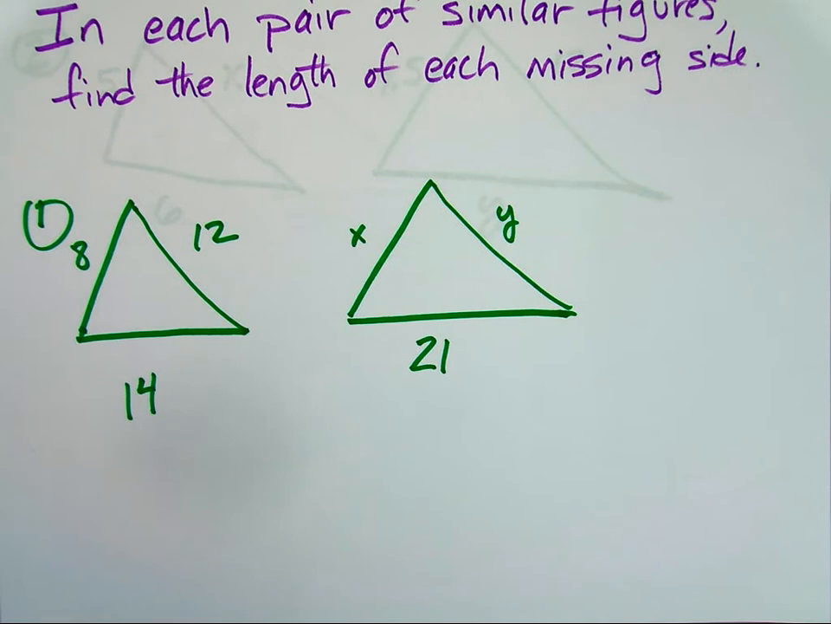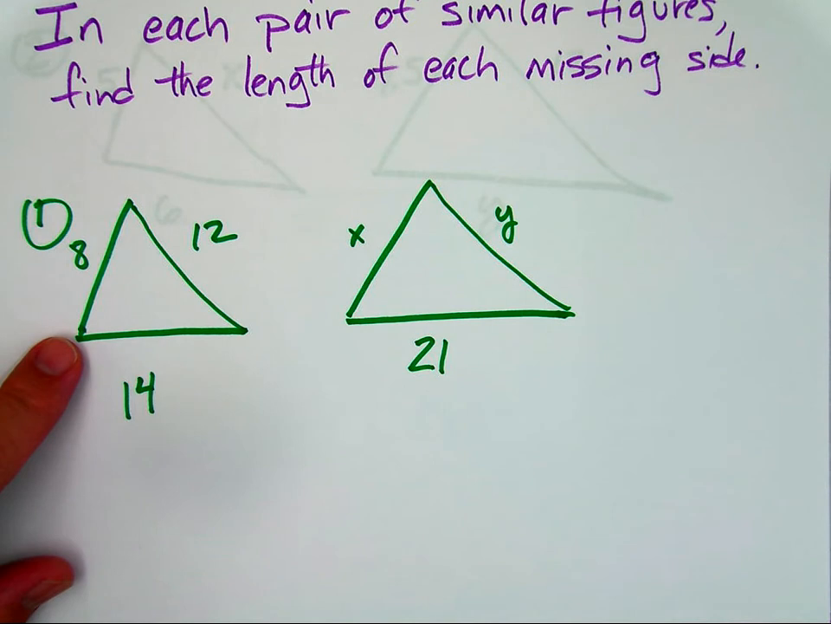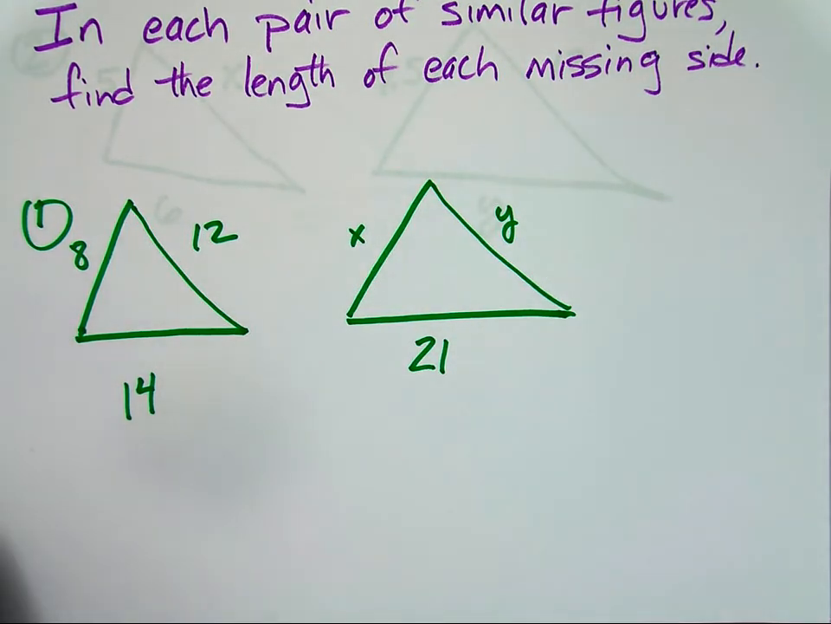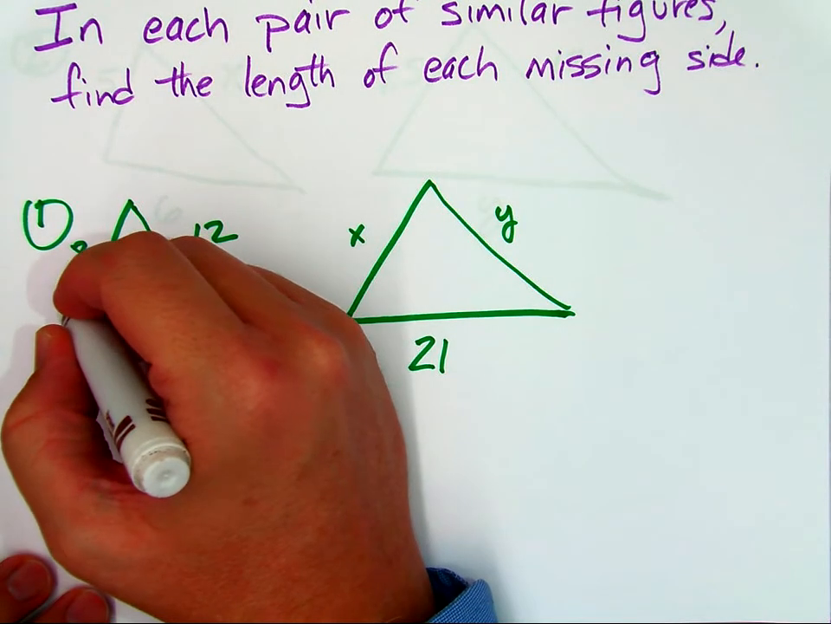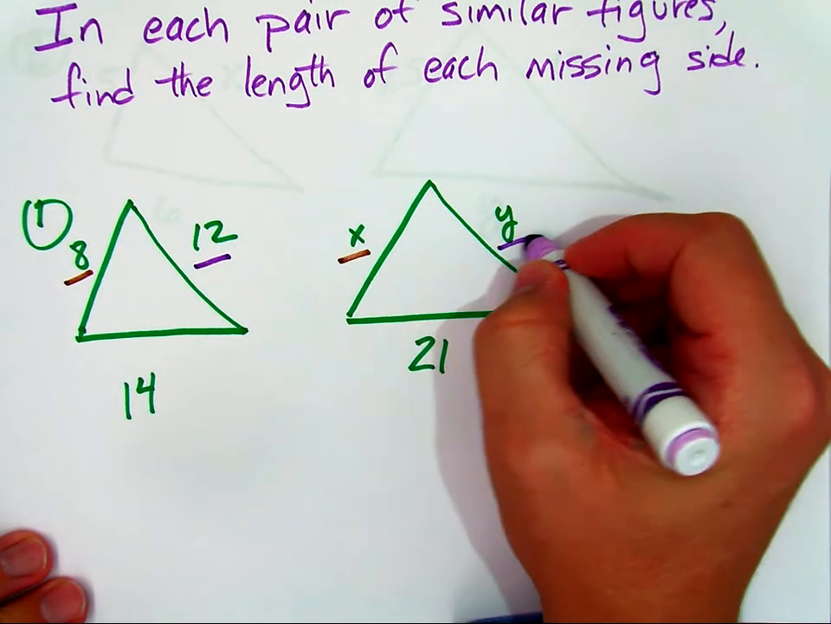So in this diagram, we've got two triangles. The triangle on our left has sides of 8, 12, and 14. And the triangle on the right has sides of x, y, and 21. I would like to know what x and y are. I can figure that out on the basis of the fact that these are similar triangles and I can use my scale factor. Now let's match these up. I'm going to color code these. 8 will match with the x. 12 will match with the y.